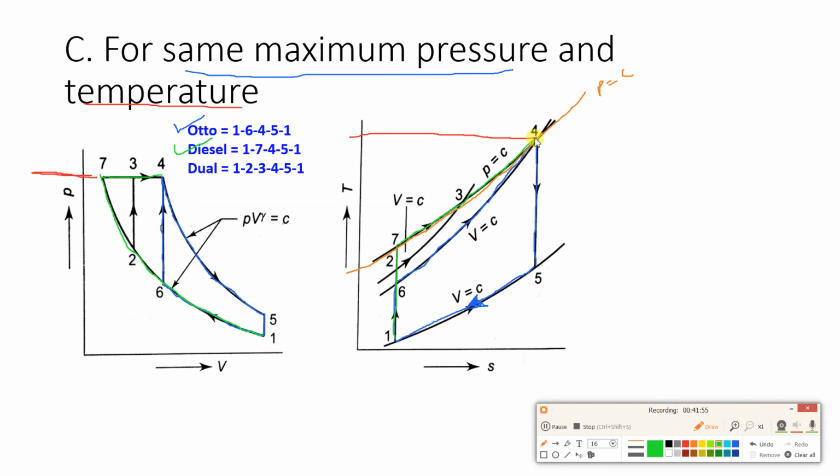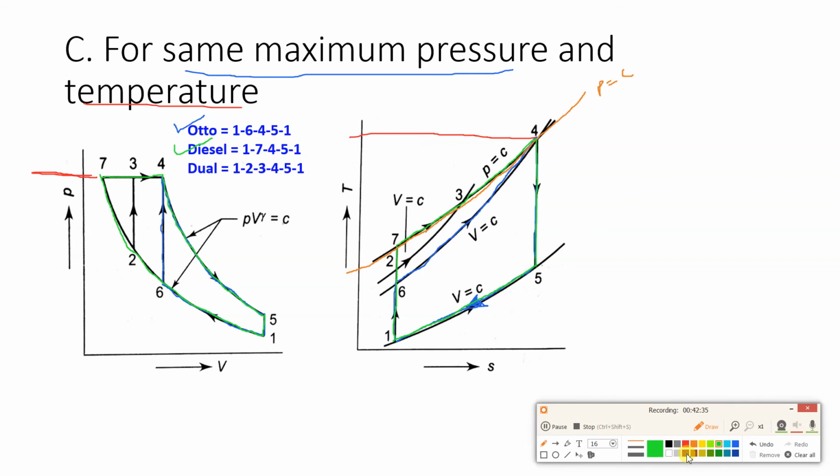Here you can see on the TS diagram, 4 to 5 is isentropic expansion in the case of the diesel cycle. Here also you will see 4 to 5 is isentropic expansion in the diesel cycle. And 5 to 1 is constant volume heat rejection in the diesel cycle. Here also 5 to 1 is constant volume heat rejection in the diesel cycle.